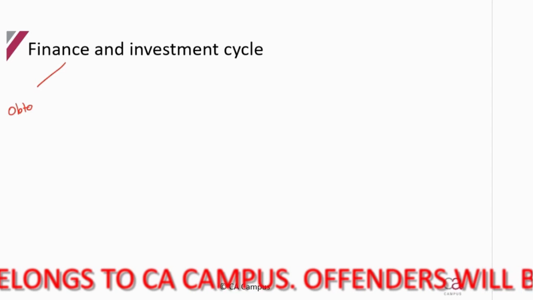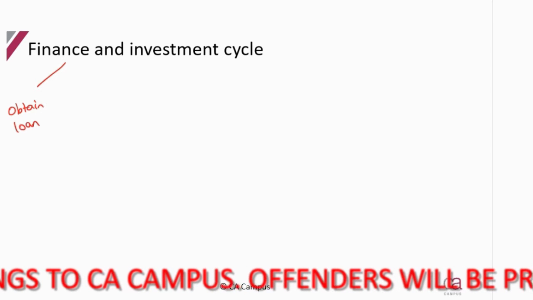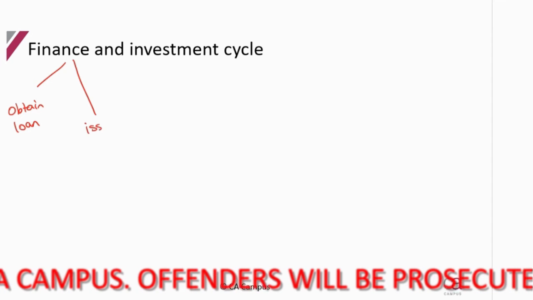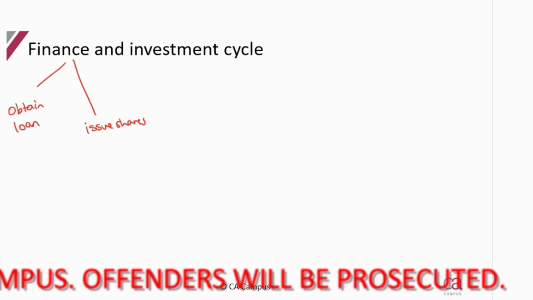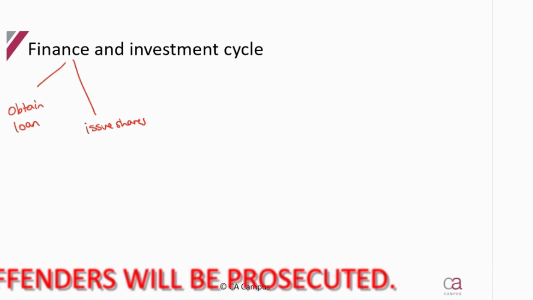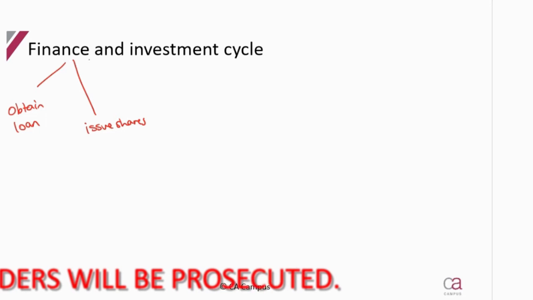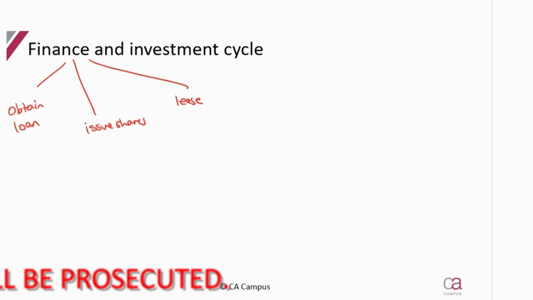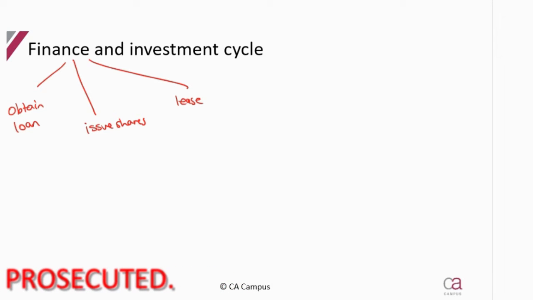So in terms of financing, they could obtain a loan. They could issue shares to get capital, or they could potentially take out a lease which has a finance element. In addition to that, the lease also has the investment element in terms of the asset that they would be leasing.